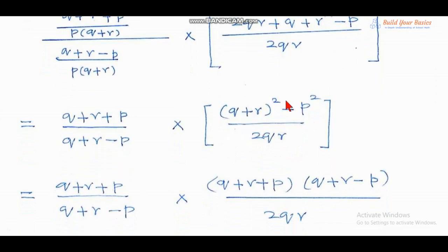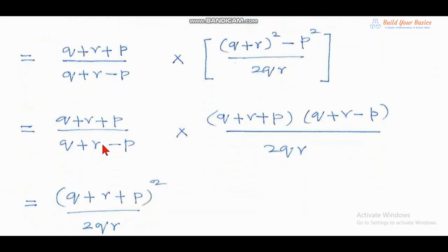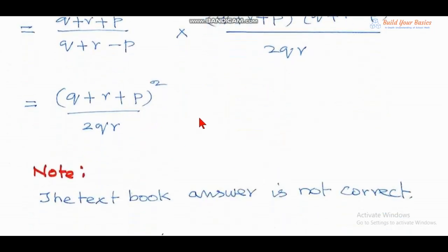This is something like a squared minus b squared, that's equal to a plus b into a minus b. That is q plus r plus p into q plus r minus p divided by 2qr. q plus r minus p, q plus r minus p, they will get cancelled. And q plus r plus p into q plus r plus p is q plus r plus p whole square. q plus r plus p whole square divided by 2qr. That's the simplest form. The textbook answer is not correct for the problem.